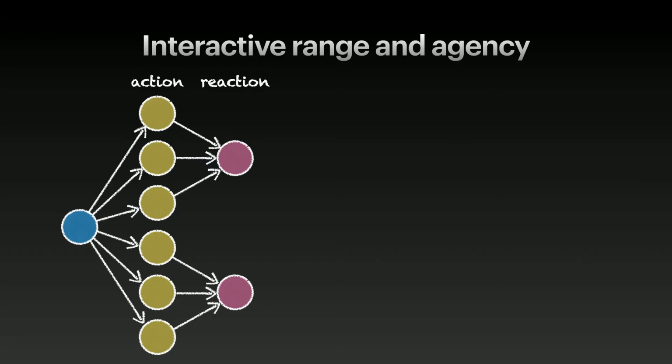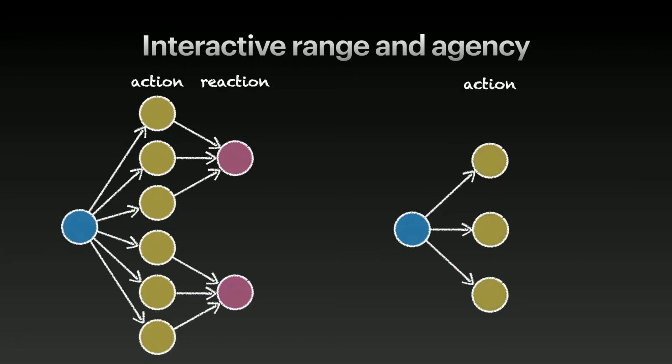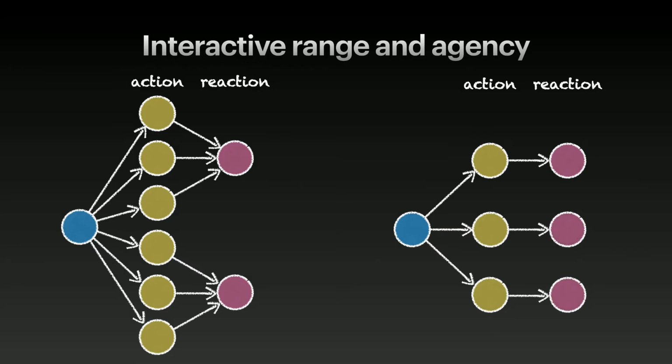Let's take another example. Again, we have the initial situation. This time, there are only 3 possible choices, so the interactive range is smaller than in the previous example. But each of these actions leads to a unique reaction, which means that the agency is higher than in the previous example. We will come back to this topic later when we are looking at the interactor.